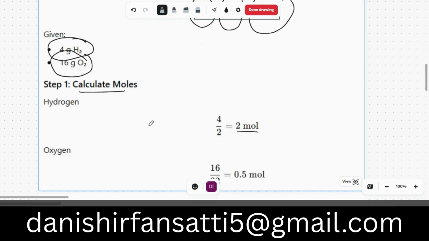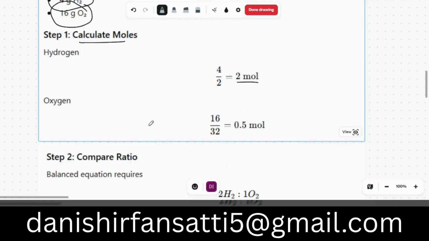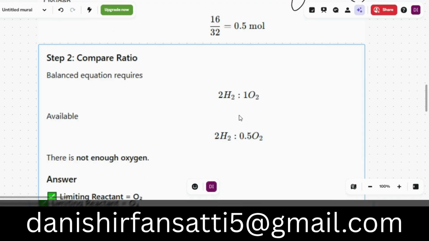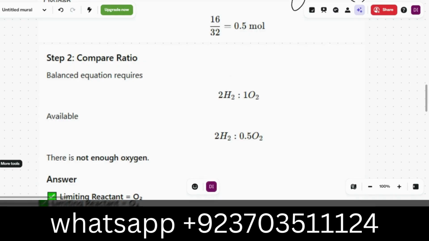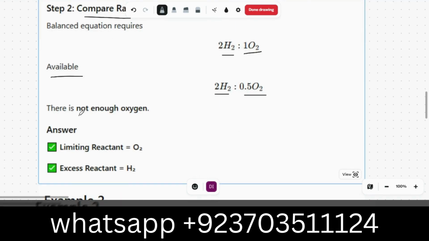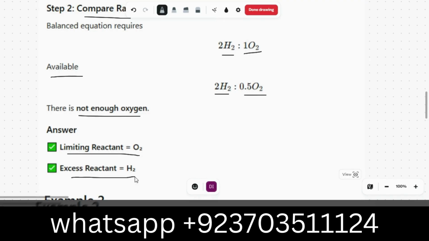Hydrogen H2, the Ar is 2. Now for oxygen. Oxygen is 16 grams and the Mr of O2 is 32. So 16 divided by 32 gives us 0.5 moles. Now we will compare the ratio. The required ratio is 2 to 1, but the actual available ratio is 2 to 0.5 moles of oxygen. So oxygen is not enough. The limiting reactant here is oxygen and the excess reactant is hydrogen.